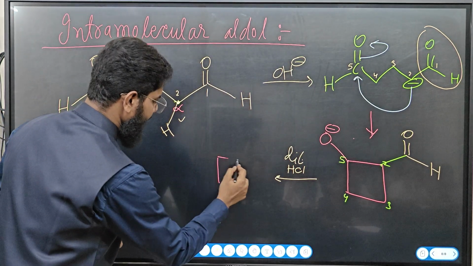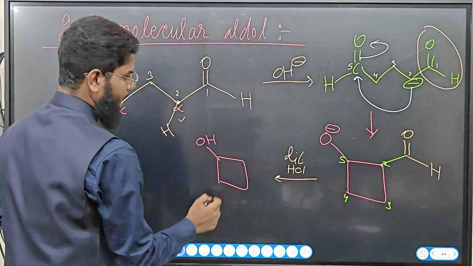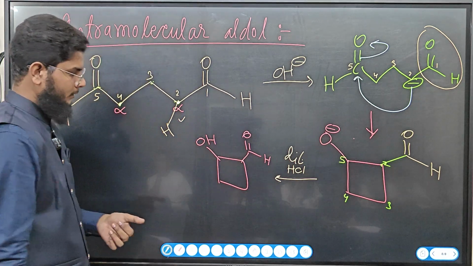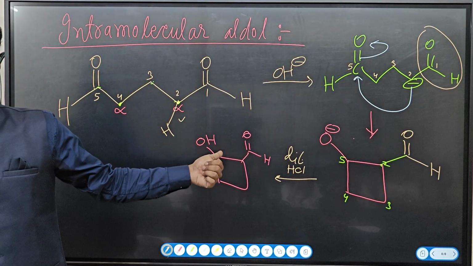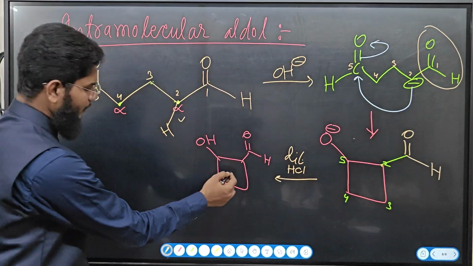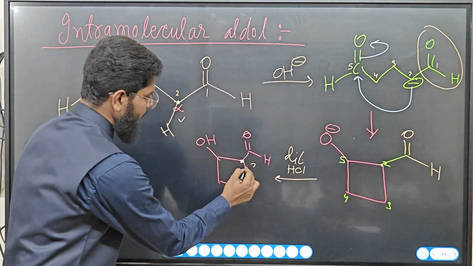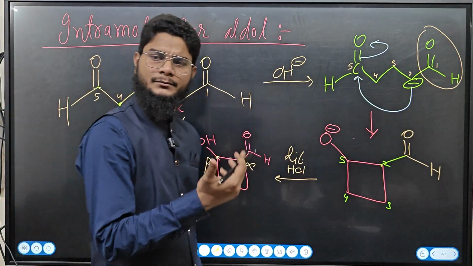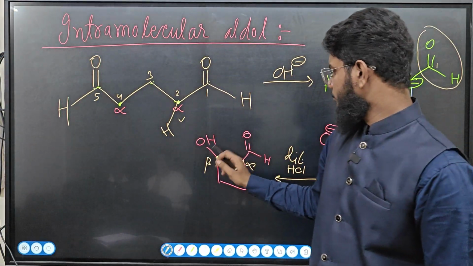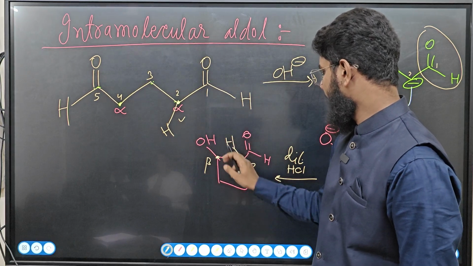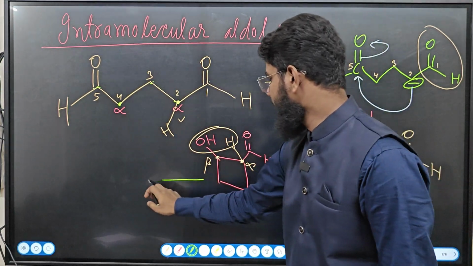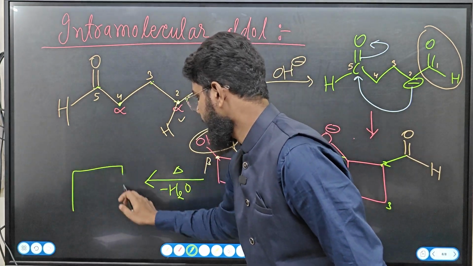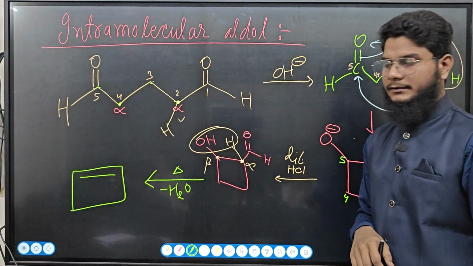So after workup you will get this product. Is there any possibility of removing water? This is your alpha carbon, right? This is your alpha. This is your beta. Yes, we can remove water. So just remove water. You will get the final product, this.